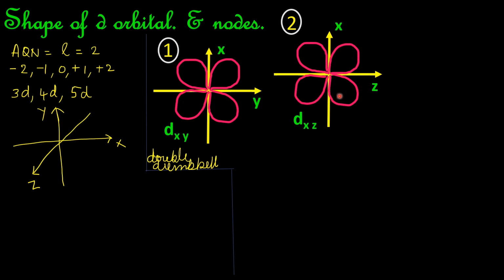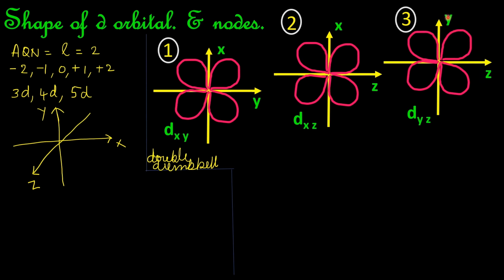So to facilitate that only, we are showing it like this. So here also it is double dumbbell shape. These two orbitals look alike, but for the alignment of the lobes. This orbital is called dxz orbital. Now let us see the third one.